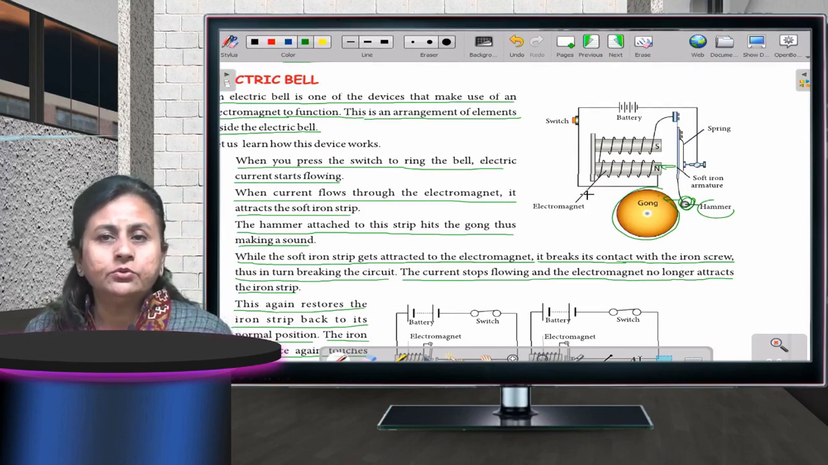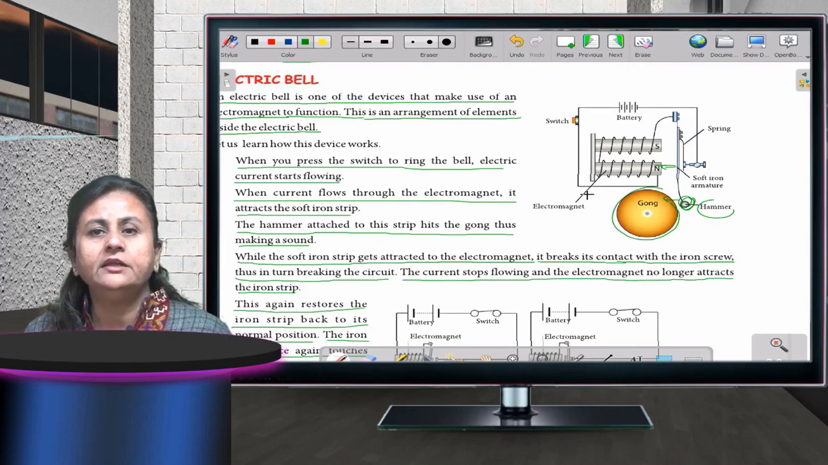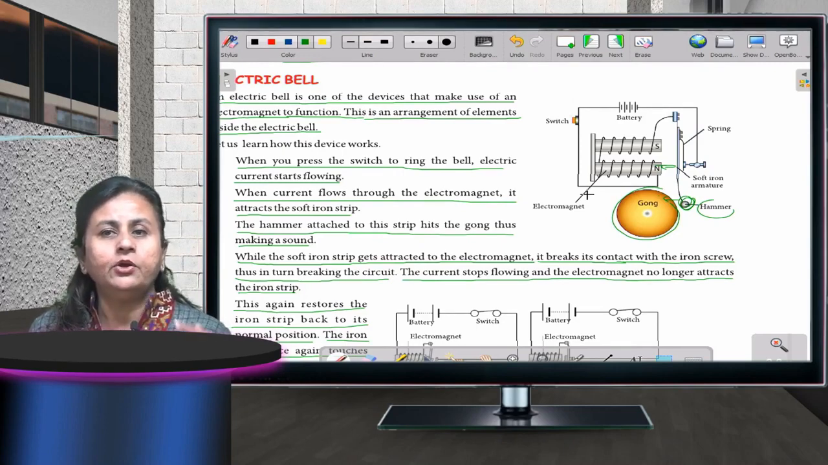Now children, go through the chapter properly. And in case you have any problem, keep on going, keep on reading, okay?